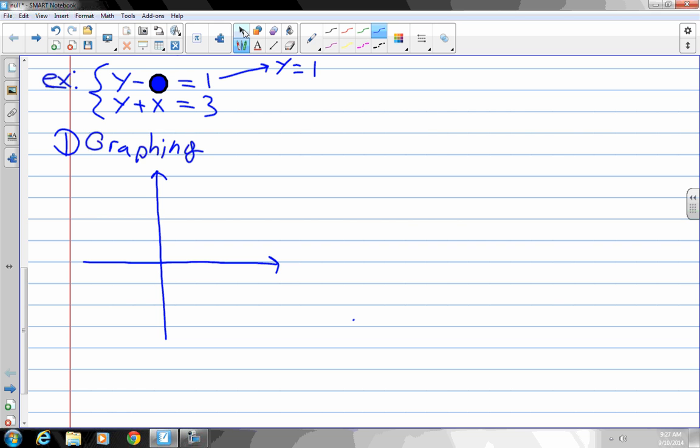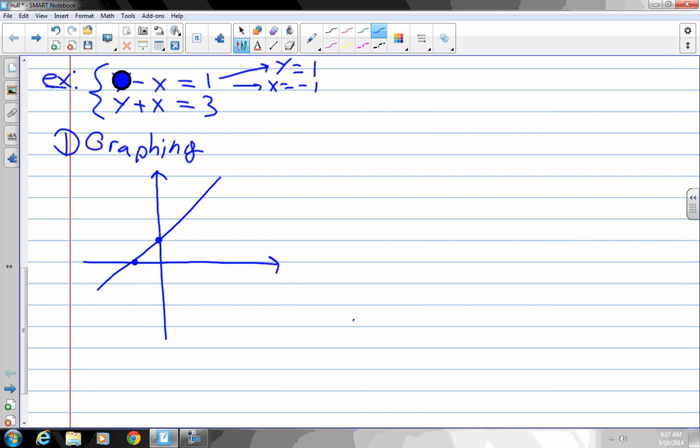To find the x-intercept, you set y equal to 0. What is x then? Negative 1. Very good. So x equals negative 1. So if I plot these 2 points, 1 and negative 1, so here's the graph, right?